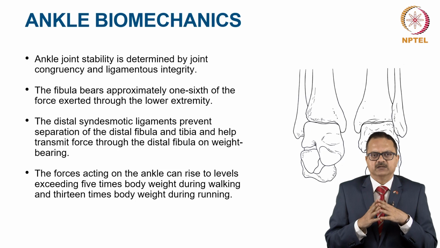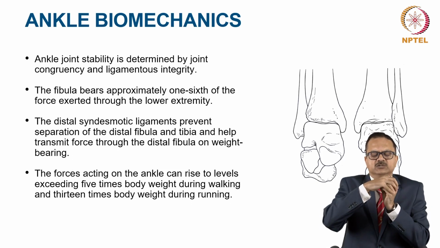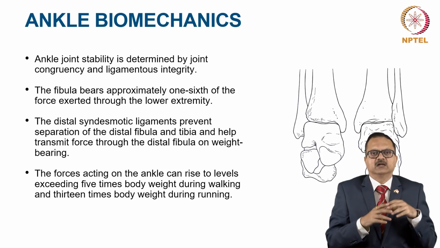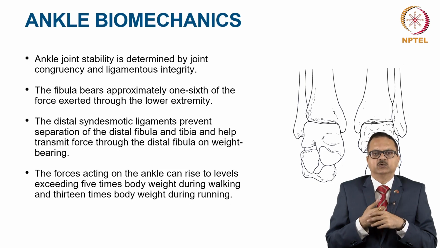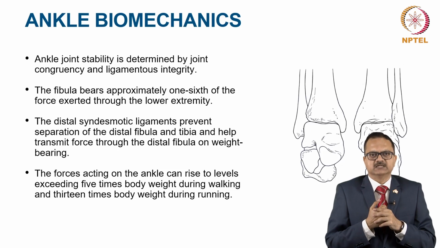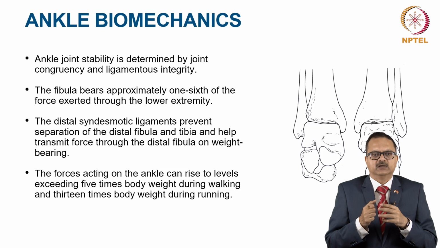The ankle joint stability is determined by the joint congruency and the ligamentous integrity. That means because the bones forming the joint are tightly fitting together, and the ligaments around the ankle are very strong, the joint is pretty stable. The fibula bears approximately 1/6 of the force exerted through the lower extremity. As we discussed, there is a distal syndesmotic joint between the distal tibia and the fibula. They also help in weight bearing through the tibia as well as the fibula.